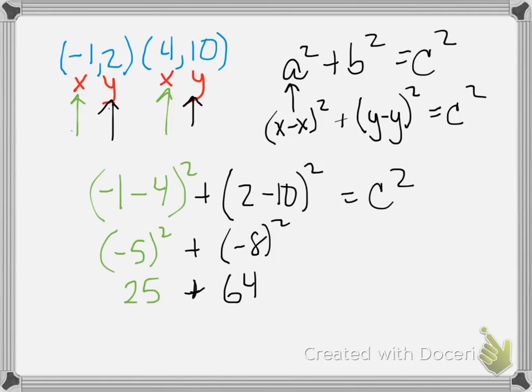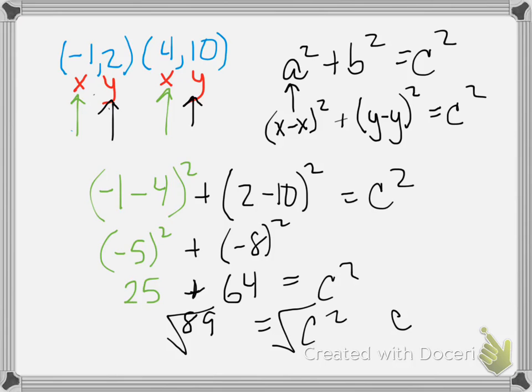Notice how it didn't matter that we had negative lengths, because you're going to square them anyway. And that makes 89. And then you can see that you would get the square root of 89. So C equals the square root of 89, which ends up being about 9.4, because it's not exact. It's 9.43398, blah, blah, blah.